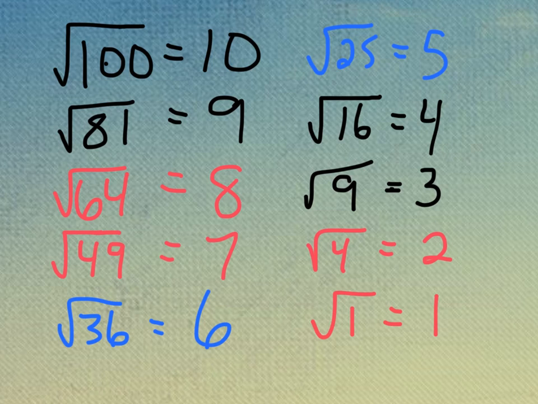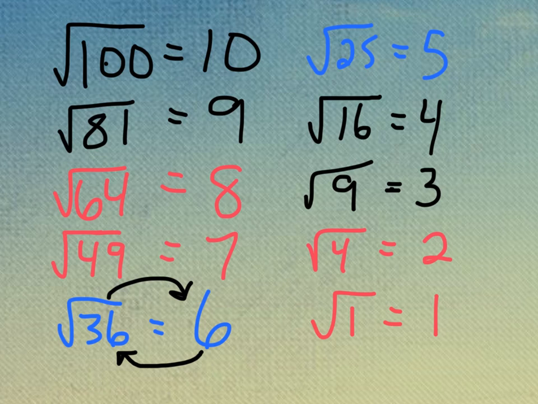Now, these should all make sense to you. It's literally just the opposite of what we practiced in the previous lesson. We know that 1 squared is equal to 1. We know that 2 squared was 4, 3 squared was 9, 4 squared was 16, 5 squared is 25, and so on. So you can really see how squares and square roots are the exact opposite of each other. 6 squared gets you 36. The square root of 36 is 6, and so on.